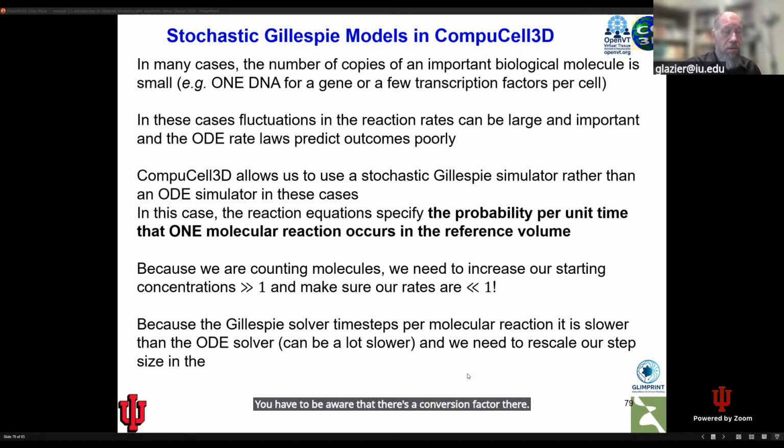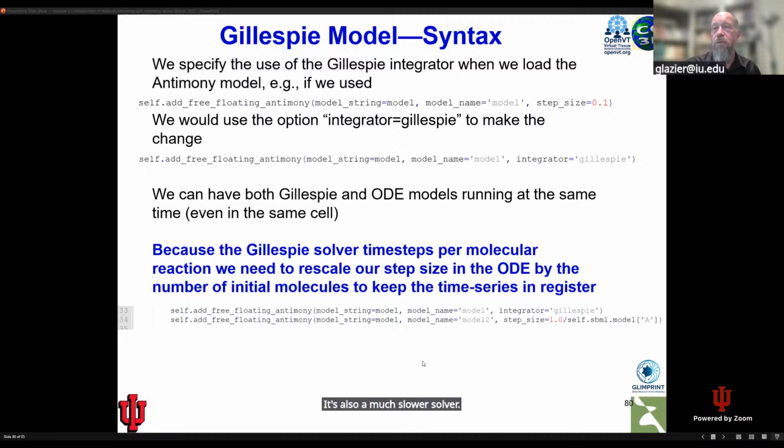In this case, we arbitrarily set A equal to 10, so that will work. It's also a much slower solver. But if you want to do a Gillespie model, you would take the solver, when you load the model, and get rid of the word step size. You don't have step sizes in Gillespie. You replace it with comma integrator equals quote Gillespie. And the step size actually has to be corrected.